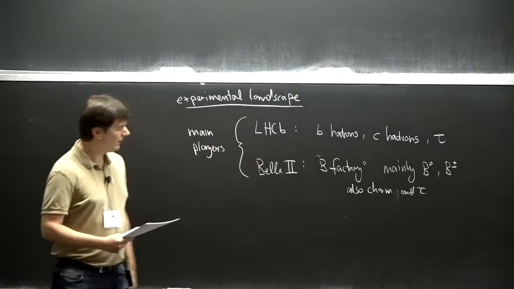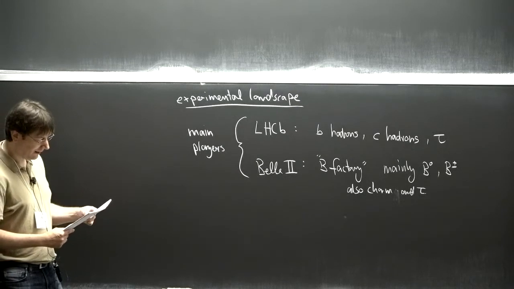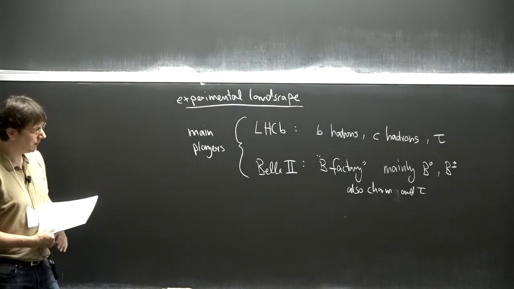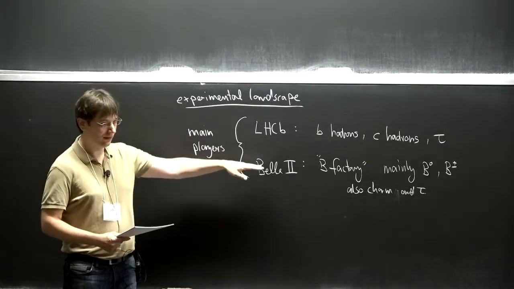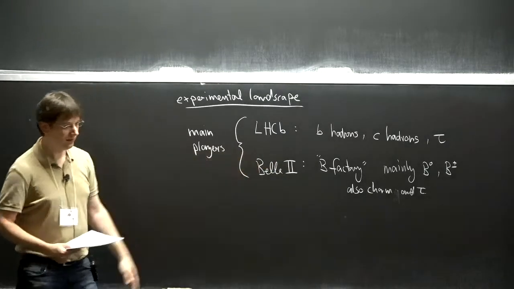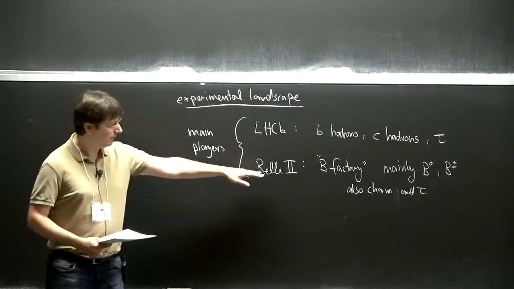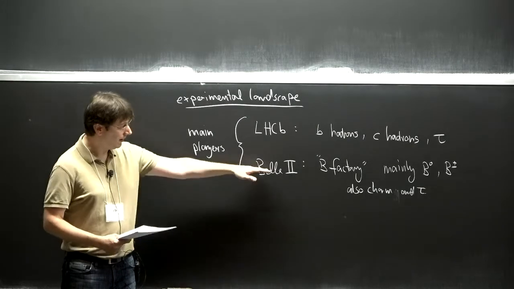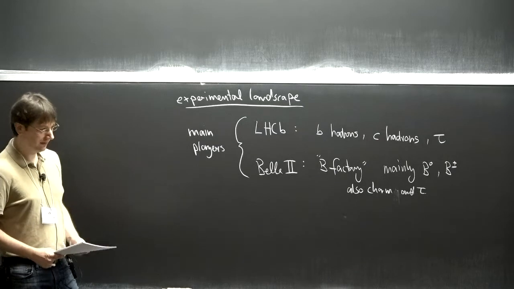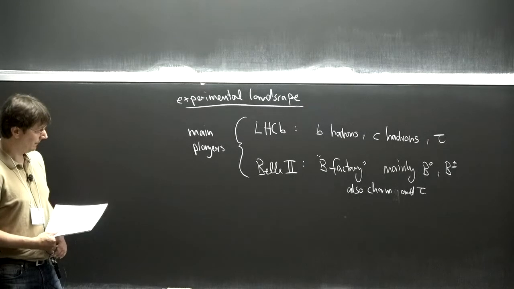Now, Belle II started data taking fairly recently, a few years ago. And Belle II is expected to collect roughly 50 times more data than the old B factories were collecting. There was also a Belle experiment which stopped running roughly a decade ago, and also BaBar, the other B factory. They produced roughly a billion or so of those B mesons, and Belle II will produce something like a factor of 50 more than that.